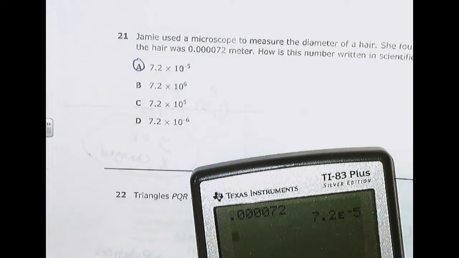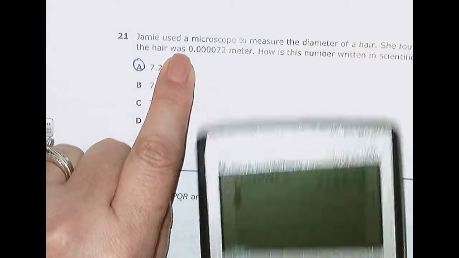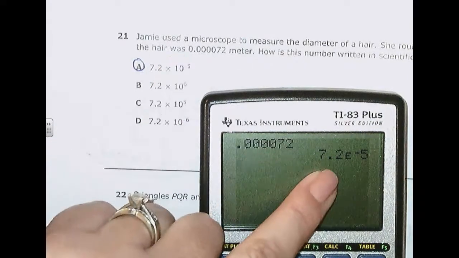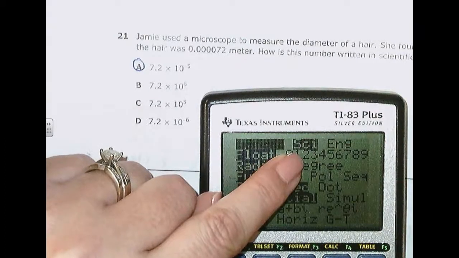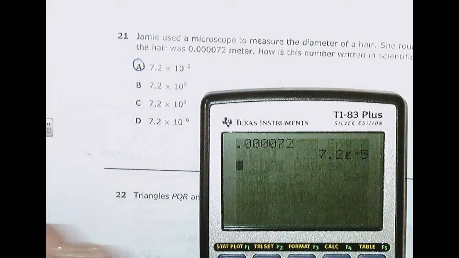Somebody's got a microscope to measure the diameter of a hair. She found the diameter of the hair to be a little bitty number. How is this number written in scientific notation? So you type that really big number in your calculator. I dropped the first 0. You could put it in if you want to, but I didn't want to. And I pushed the enter button, and I got that. And now I am in scientific notation because I want my answer in scientific notation. And you do second quit to get out of that.